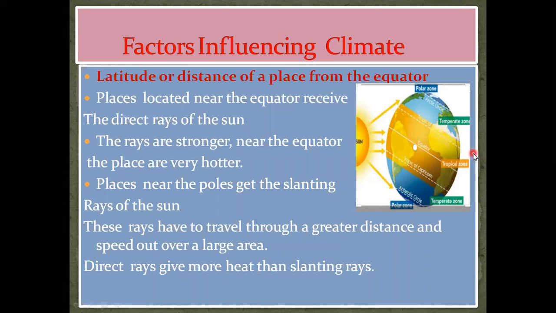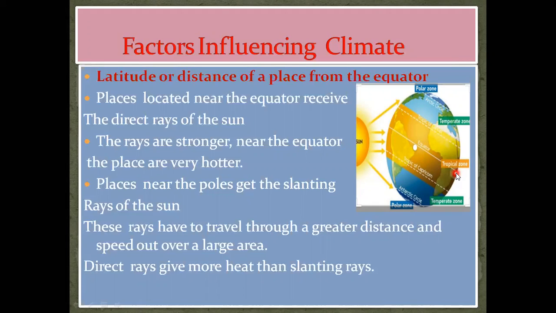Latitudes are the imaginary lines drawn parallel to the equator, and they run in the east to west direction. So that latitude places are located near the equator. What do you mean by equator? The equator is the imaginary line drawn around the earth dividing it between the northern hemisphere and southern hemisphere. So it is a very big imaginary line.